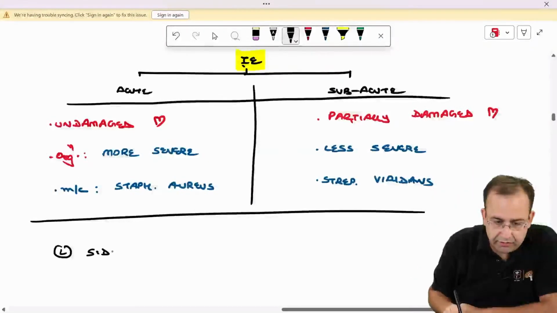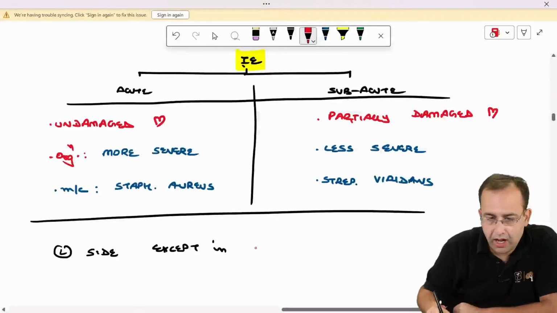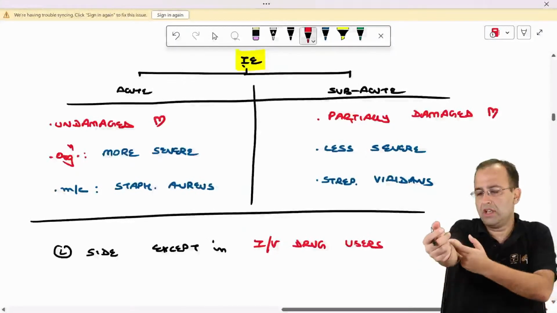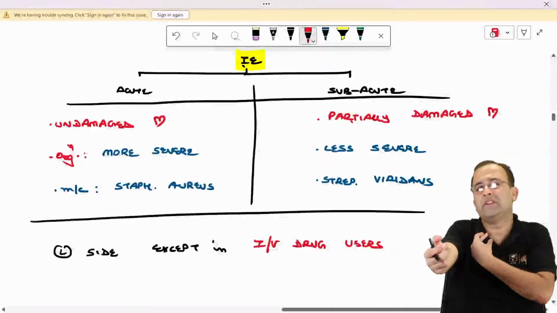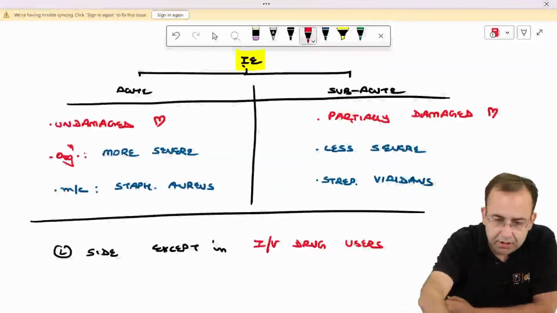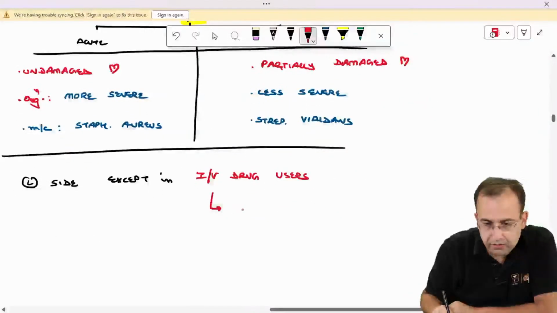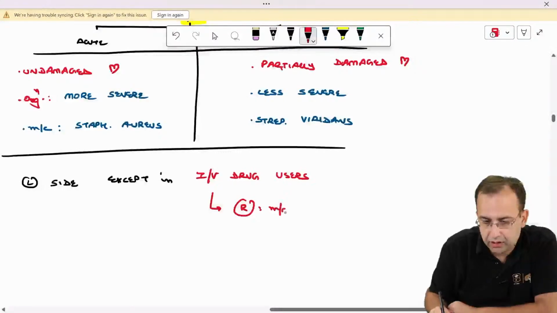Except in IV drug users, intravenous drug users. Why? Because in IV drug users, the venous return is to the right side of the heart, so the right side of the heart is more commonly affected.